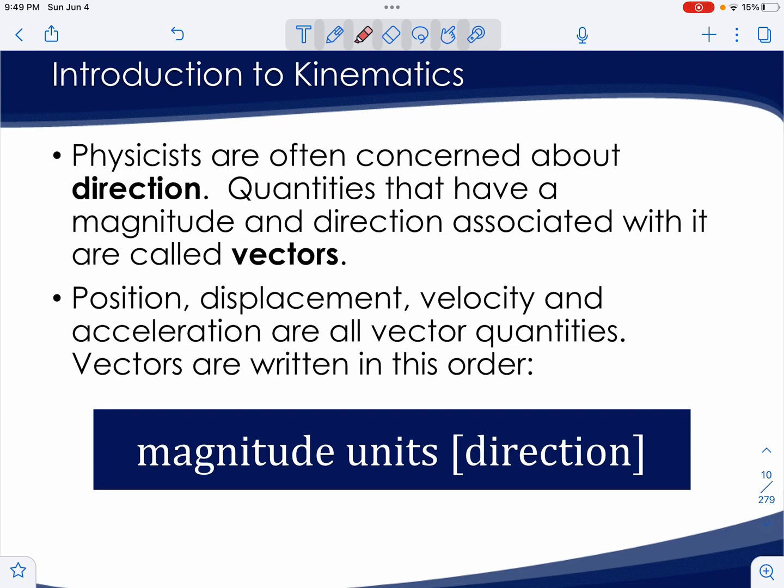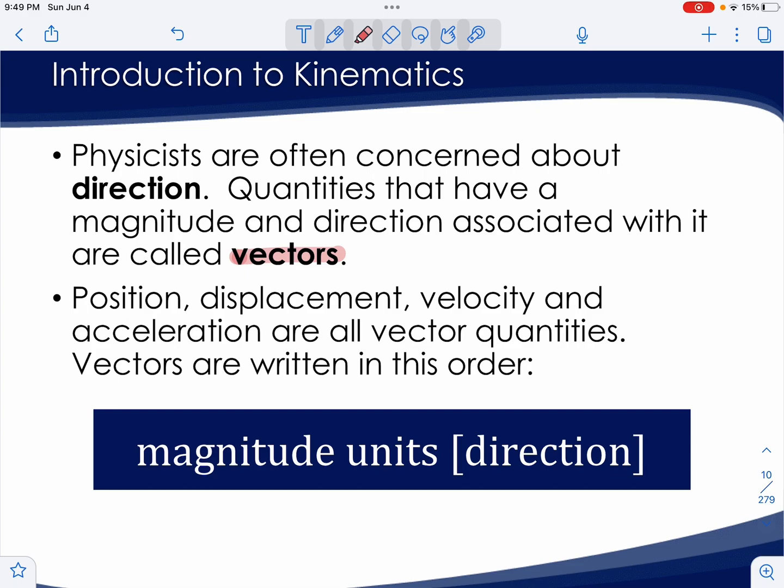Physicists are often concerned about direction, though. So now they've introduced a new thing called a vector. Quantities that have a magnitude and a direction are called vectors. Vector is another term that you should put in your definition sheet: vectors. Some example vectors are position, displacement, velocity, and acceleration. We're going to be going over these one by one, so don't worry too much about that right now.